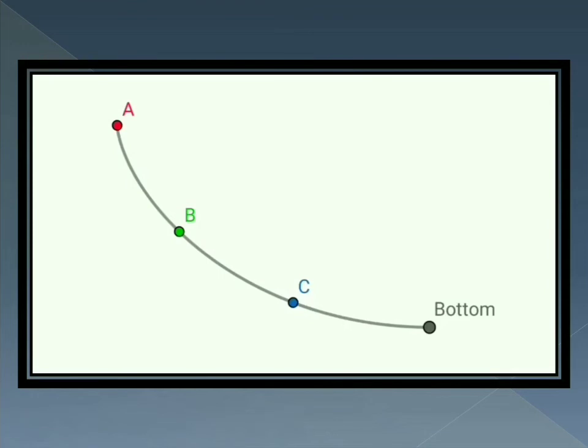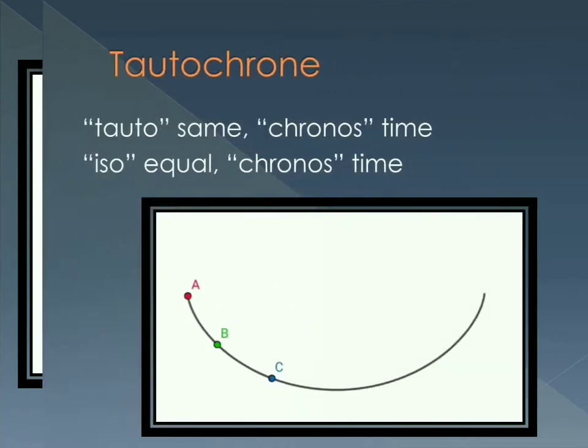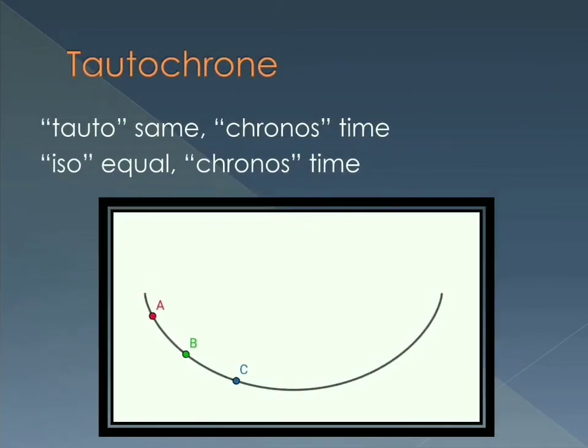Well, I put balls in different places on the Brachistochrone curve. Which one first reached the bottom? Yes, simultaneously. The Brachistochrone curve is the same as the Tautochrone curve. From Greek, tauto means same, chronos time, you know. This problem is also known as isochrone. Iso means equal.